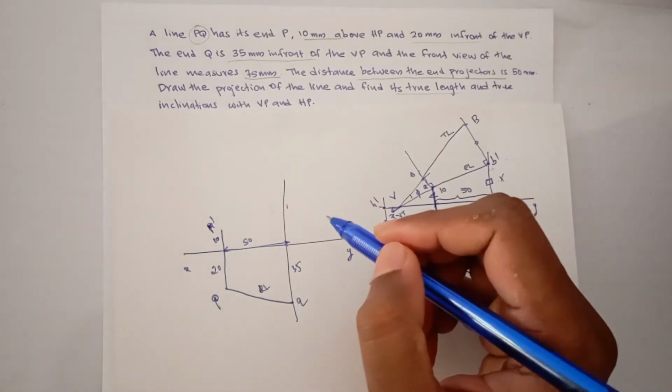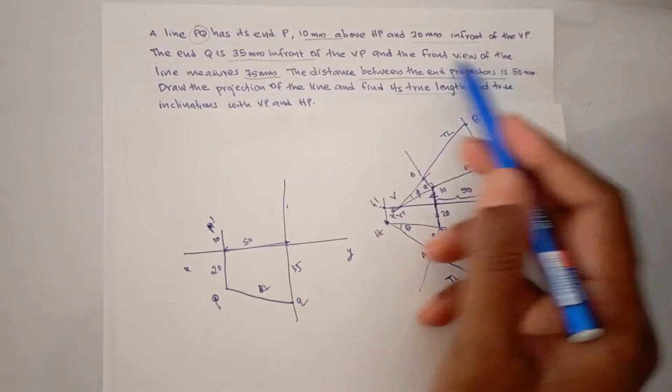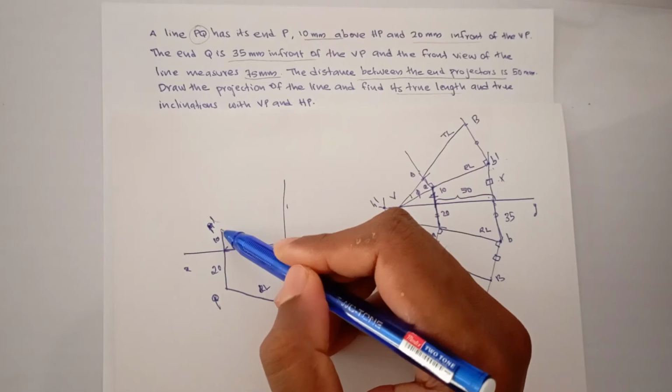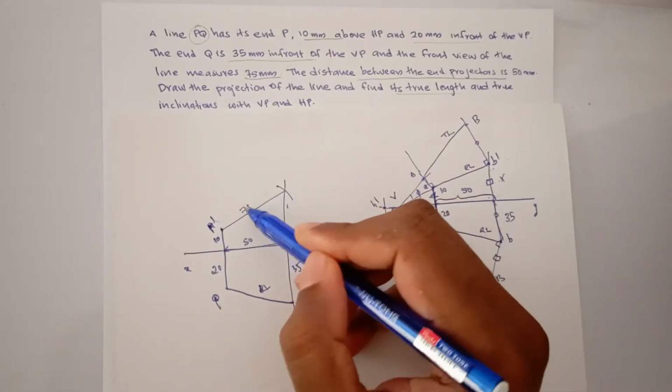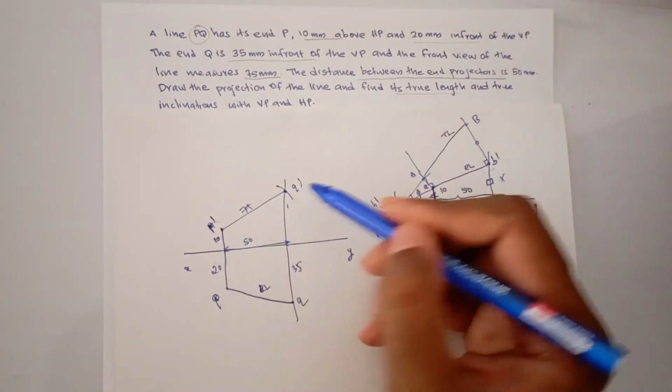Okay, and what about the front view? The front view of the line measures 75 mm. So we know the front view. Take the front view in the compass, just mark the front view 75. This is 75. This will be our Q dash. Okay, and what is the next step?